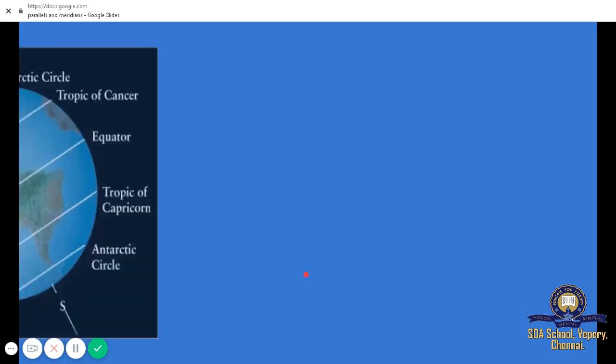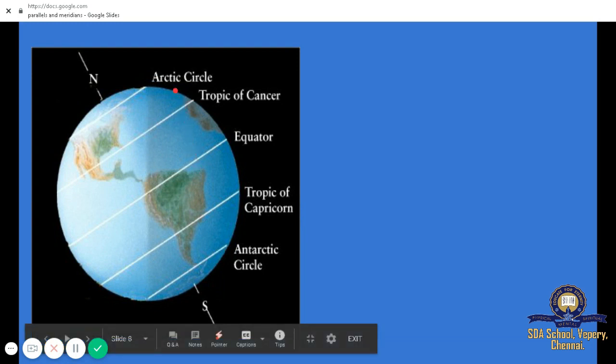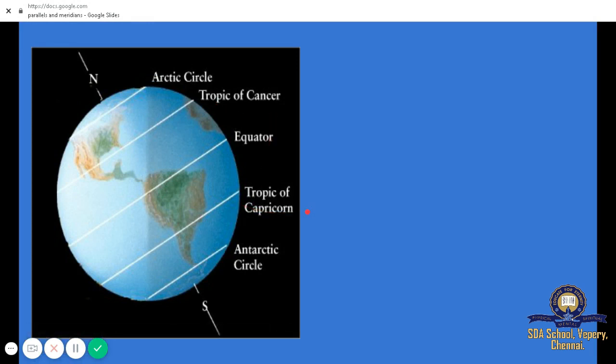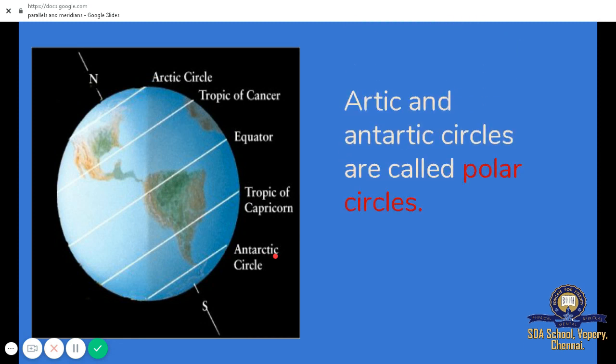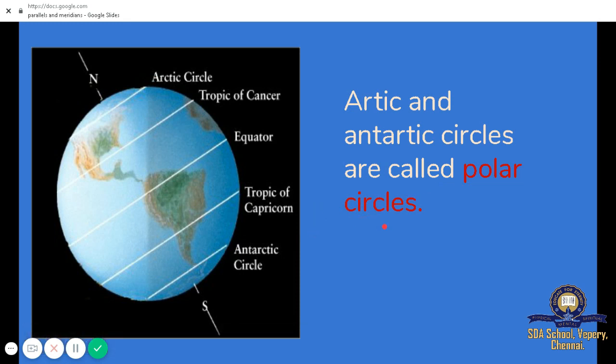Other than the equator, North Pole and South Pole, there are four other important parallels. They are the Arctic Circle, Tropic of Cancer, Tropic of Capricorn, and the Antarctic Circle. These are the other important parallels except the equator, North Pole and South Pole. The Arctic Circle and the Antarctic Circle are called polar circles.